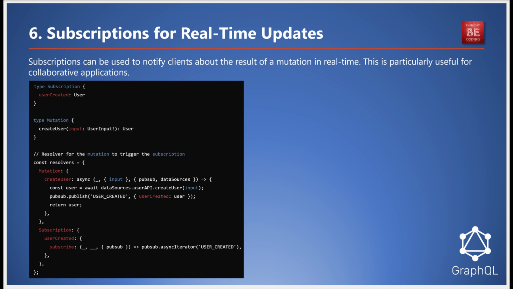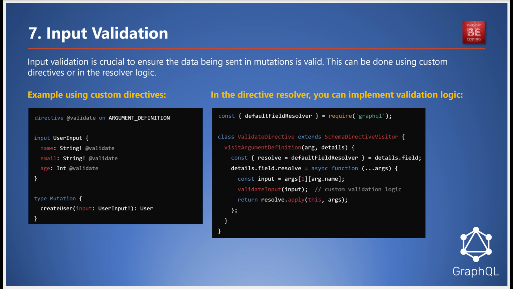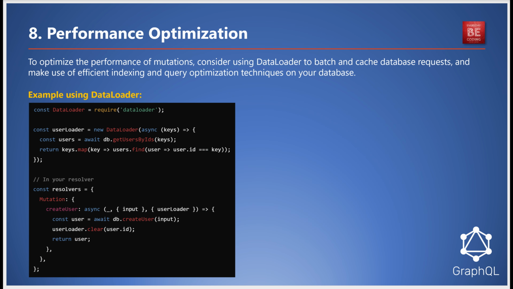However, with great power comes great responsibility. Input validation becomes crucial to ensure that the data sent to mutations is correct and useful. Developers might employ custom directives or include validation logic directly in the resolver. By defining a directive, like on input fields, you can centralize and reuse validation logic, maintaining the robustness of your API.